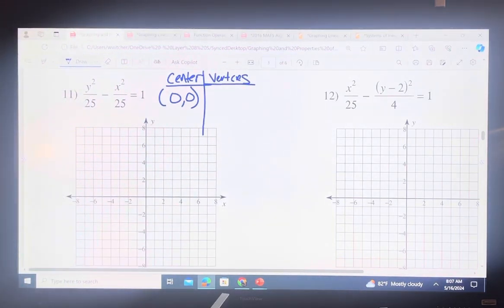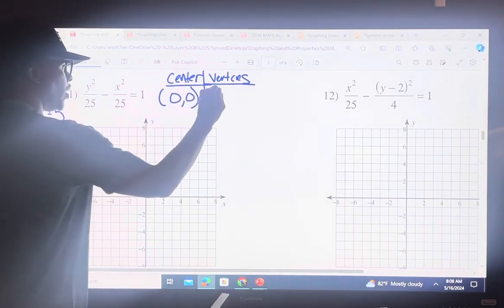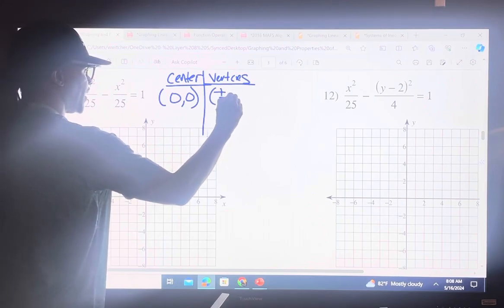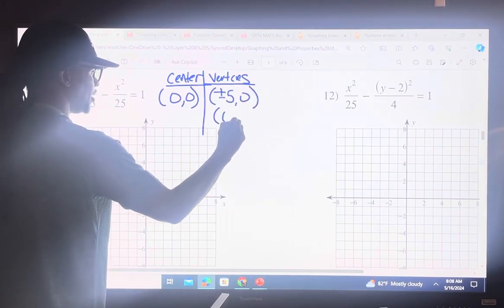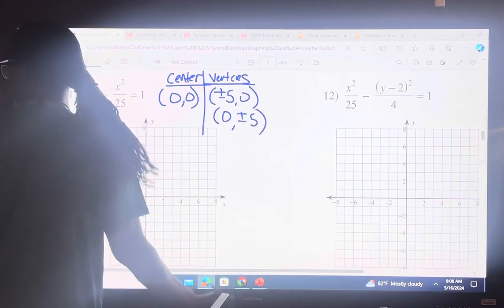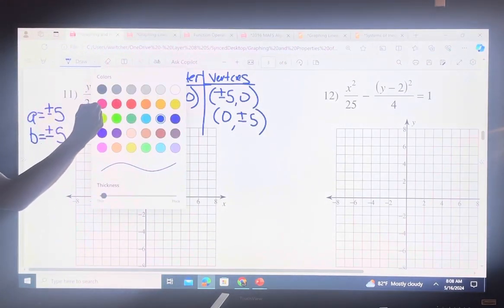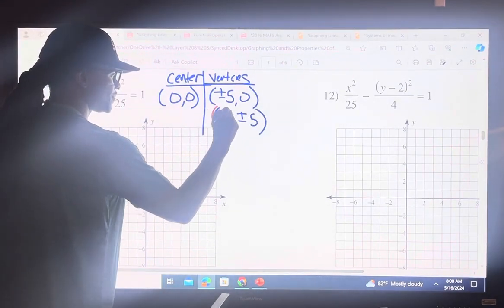The vertices. A squared, 25. Yeah. A and B is 5, 5. So of course you see that your A, don't forget that's plus or minus 5, and plus or minus 5 for both of them. But look though, one of them gotta be plus or minus 5, 0, and the other one, 0, plus or minus 5. Maybe I should color coordinate that so we can see the difference between the two.